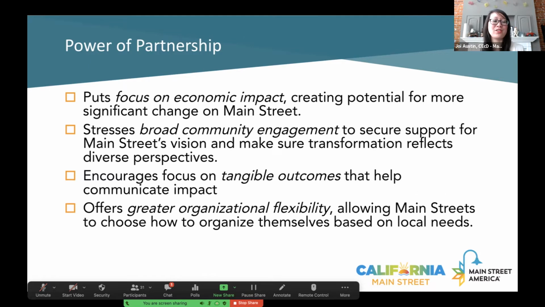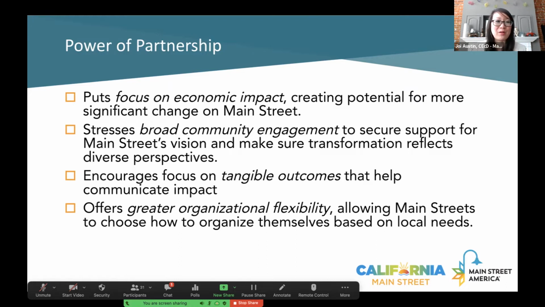And then, of course, we want to make sure that everything that we are doing and working on provides those tangible outcomes and helps communicate the impact that we have on our community through our Main Street program. And it really is something that we want to offer, again, greater organizational flexibility, allowing Main Streets to choose how to organize themselves. I know there's a lot of different communities here, and you all, again, have unique challenges that you're working on and unique ways to approach those challenges. So that's really, again, about the power of partnership in Main Street.